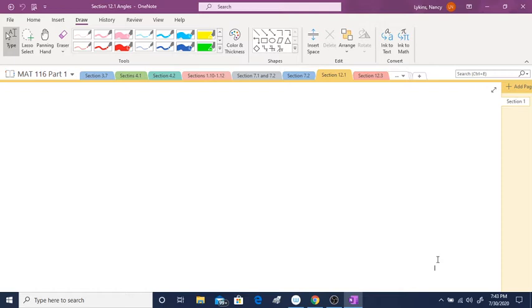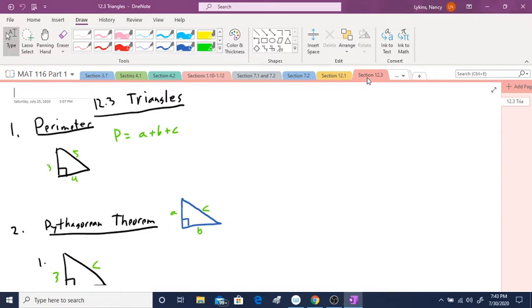So I just want you to think for a moment what you know about a triangle. And most of us in here know that triangles have three sides and also three angles. Now, perimeter is adding all three sides together.